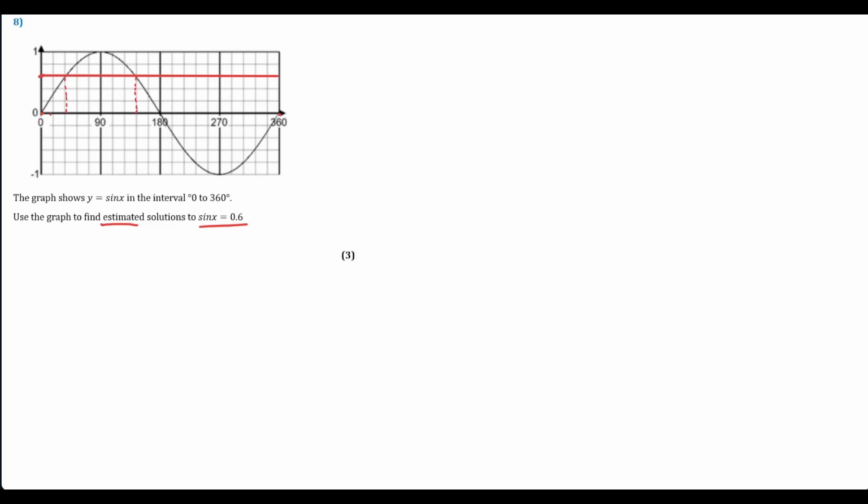So the difference here is there's 5 blocks. So 90 divided by 5 is going to be 18 degrees. So that means each little block is 18. So this would roughly be 36.